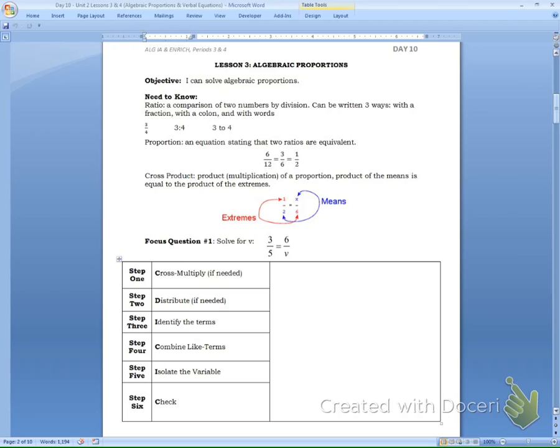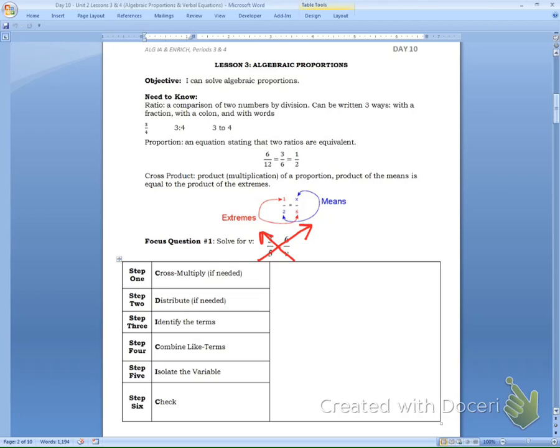Now, if you've had Math B before, this is a proportion where we have an unknown, and you remember how you cross multiplied and then divided? Well, the algebraic method is very similar to this. You are going to use what's called cross multiplication. So we're going to multiply the 5 times the 6 and the v times the 3.